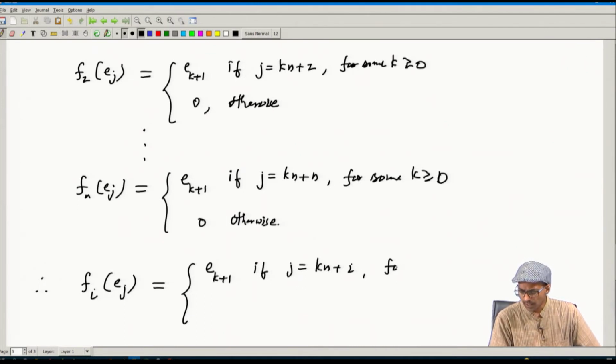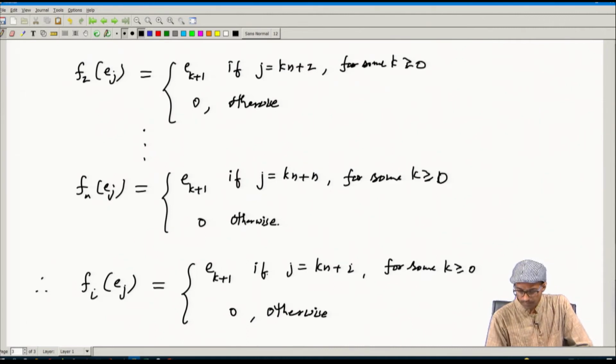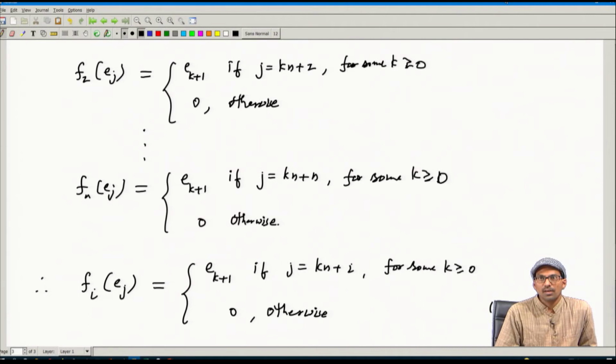So, for some k greater than or equal to 0 and 0 otherwise. So, we are defining each Fi in this way, for 1 less than or equal to i less than or equal to n and for all j greater than or equal to 1. So, once I prescribe Fi on the Ej's, then we know what Fi is, a linear transformation.